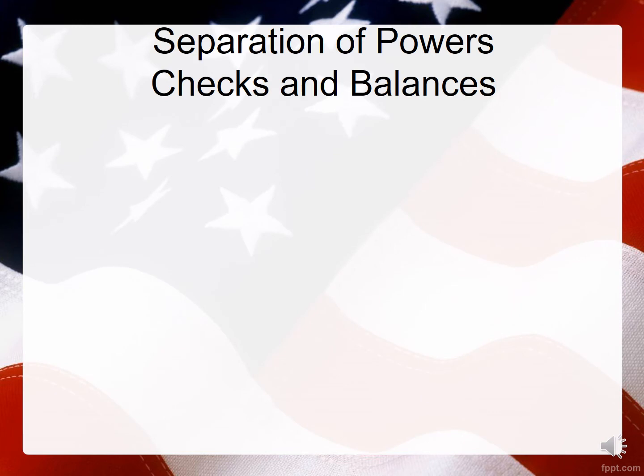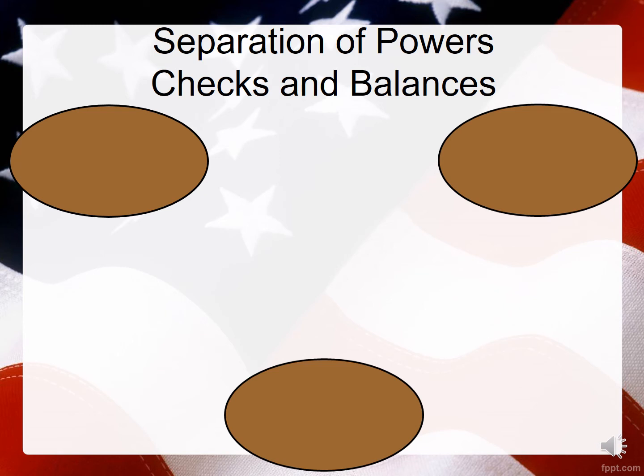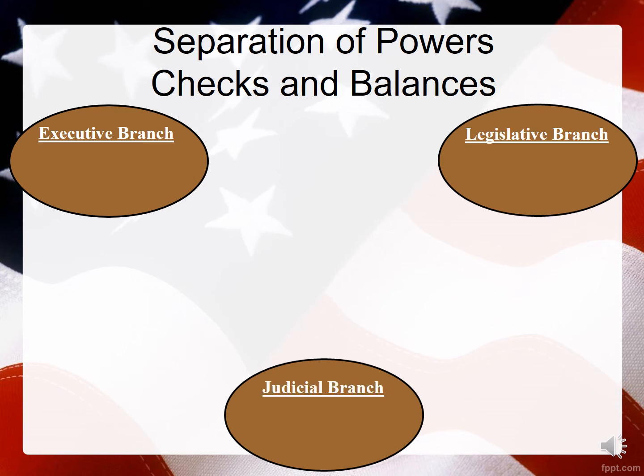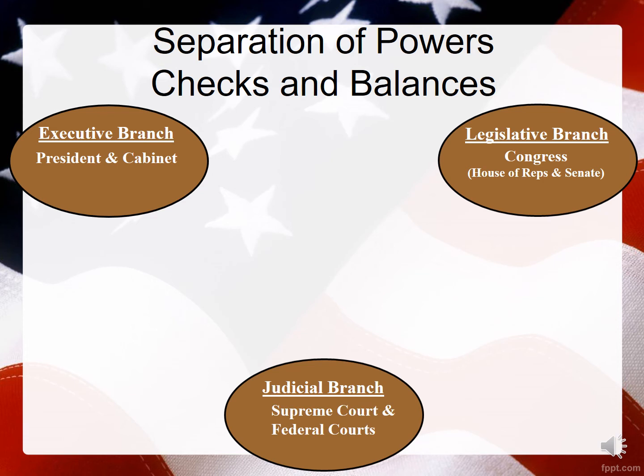So this separation of powers, the only way that this works, and the only way to keep one branch of the government from becoming too powerful, is this system of checks and balances that we're now going to look at. And this system of checks and balances still exists today. So we've got the three branches of government: the executive branch, the legislative branch, and the judicial branch. The executive branch is made up of the president and the cabinet. The legislative branch is made up of Congress, that's the House of Representatives and the Senate. And then the judicial branch is made up of the Supreme Court and the federal courts.